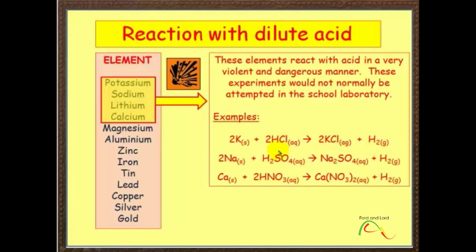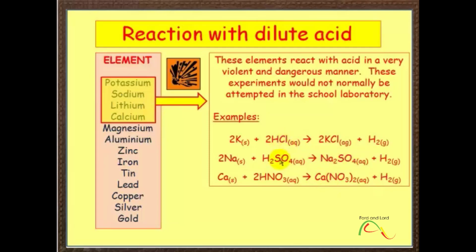Sodium plus, in this case, sulfuric acid gives sodium sulfate plus hydrogen. And lastly, another example, calcium plus nitric acid gives calcium nitrate plus hydrogen. These are salts. Potassium chloride, sodium sulfate, calcium nitrate are all salts produced from the acids.